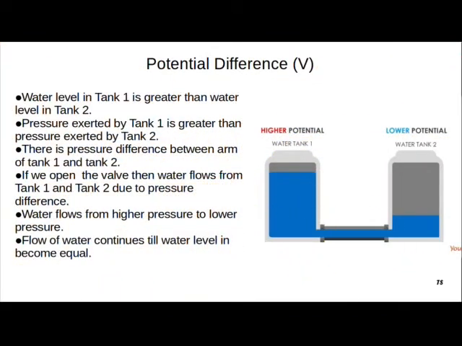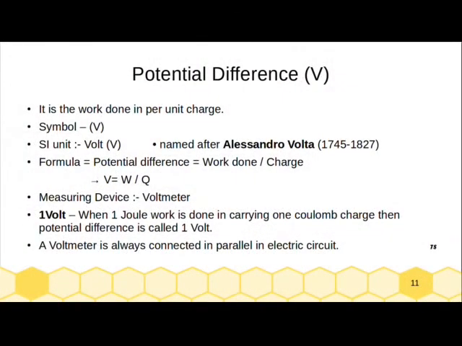Potential difference. Water level in tank 1 is greater than water level in tank 2. Pressure exerted by tank 1 is greater than pressure exerted by tank 2, so there is a pressure difference between tank 1 and tank 2. If we open the valve, then water flows from tank 1 to tank 2 due to the pressure difference. Water flows from higher pressure to lower pressure. The flow of water continues till the water levels become equal. This pressure difference is known as potential difference.